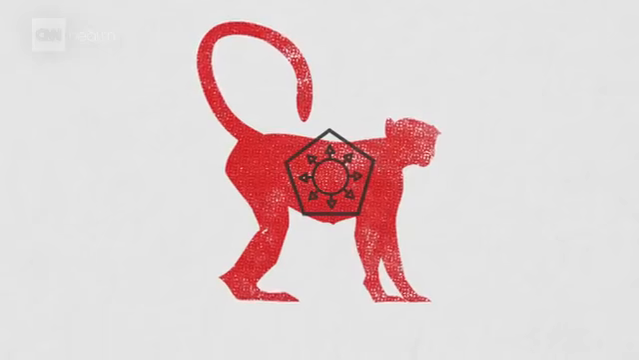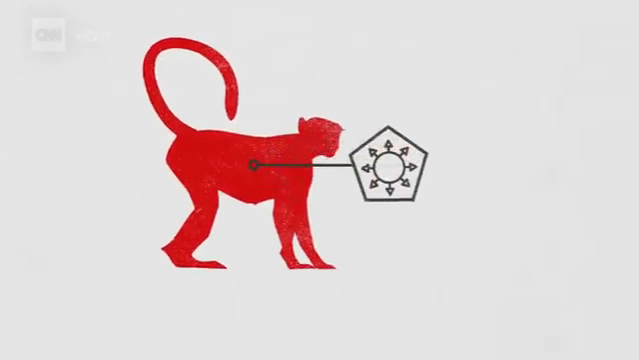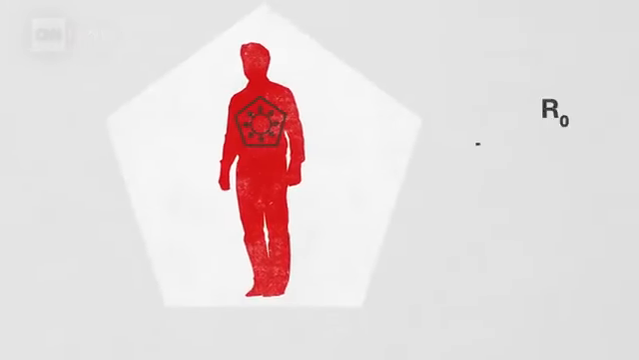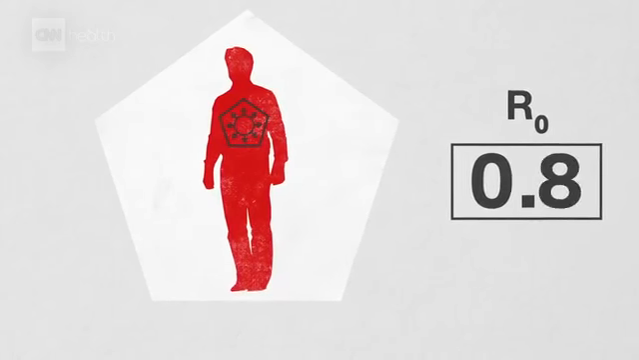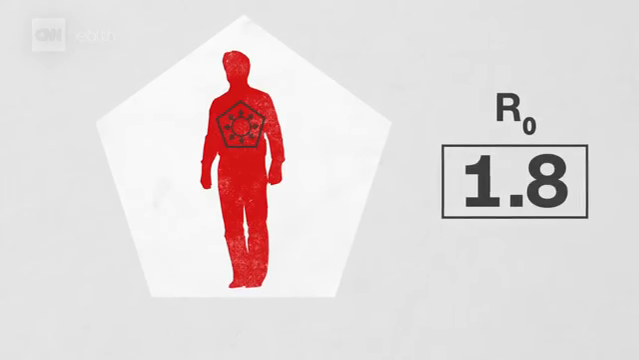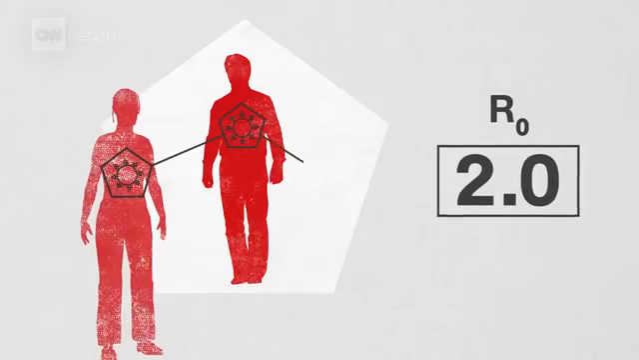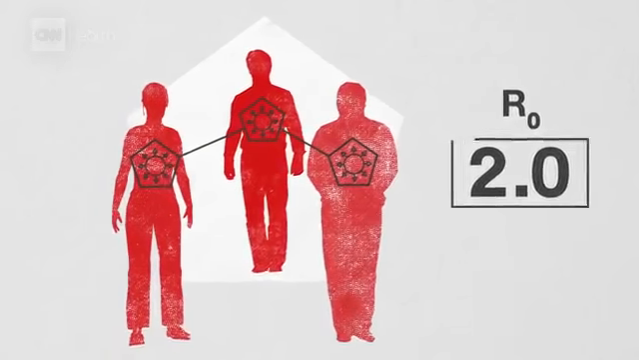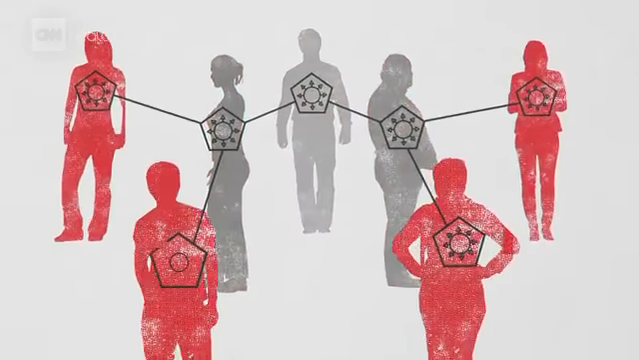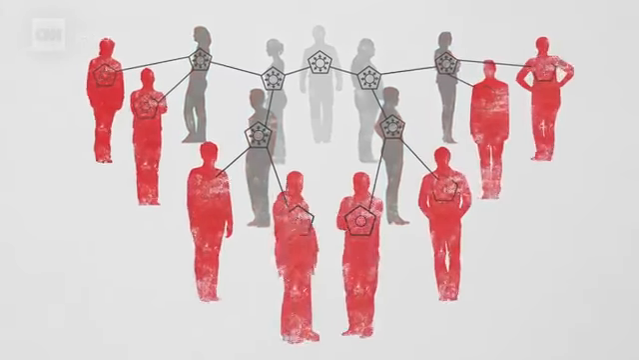This is how it looks in reality. An infection is introduced to a human, from an animal, let's say. The bigger the R0 number, the more people a virus can infect. So an R0 of 2 means that patient 0 will, on average, infect 2 other people, who in turn can infect another 2 people, and so on.